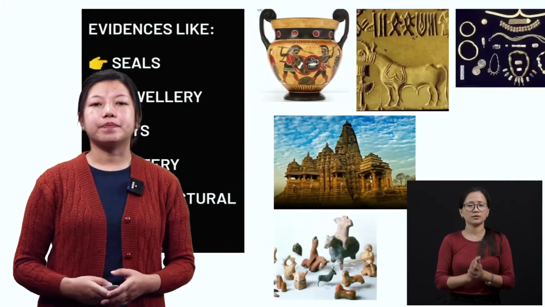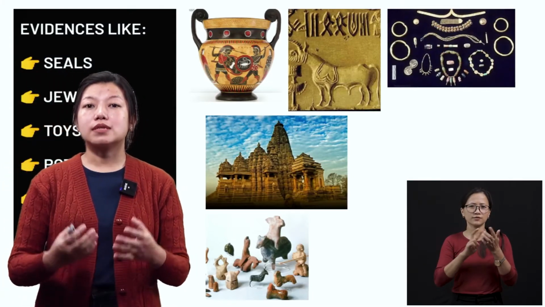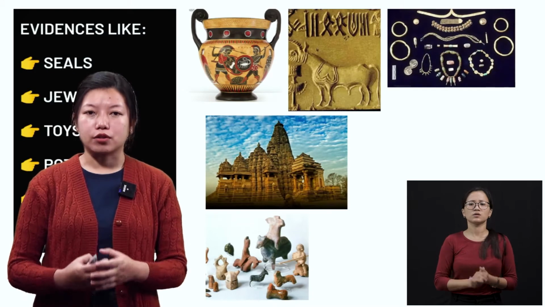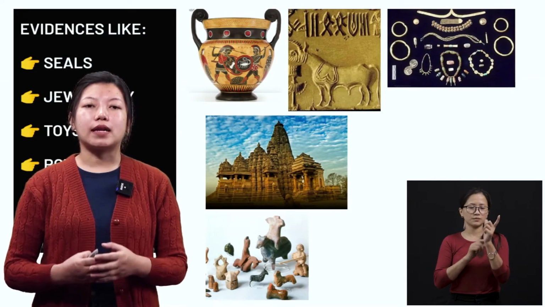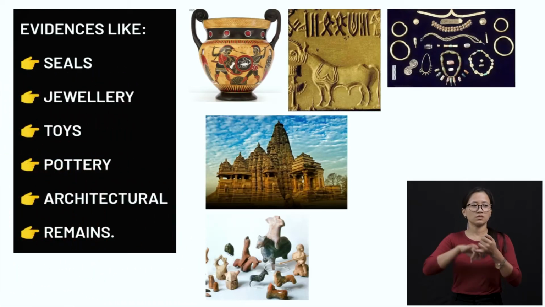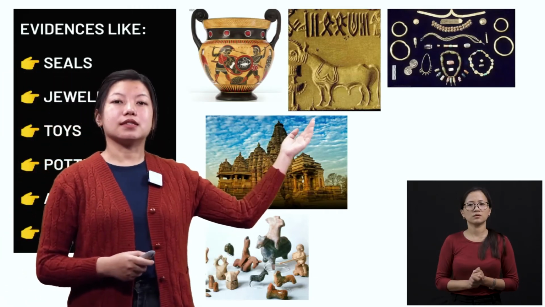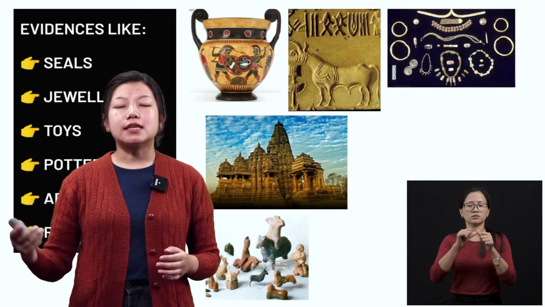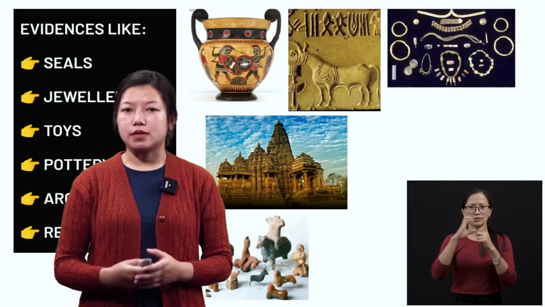All right. Now, when I say evidences, evidences are those things which were found by the archaeologists, and they have helped us to study about the Indus Valley civilization. So, we have seals, jewelry, toys, pottery, architectural remains. Okay. Now, what you see here is a seal. So, these seals were used to study about the culture of these people.